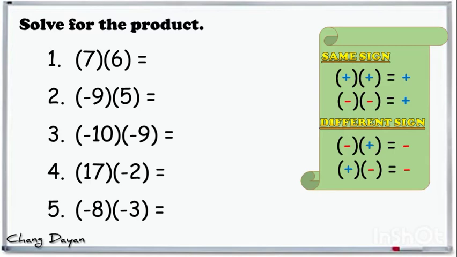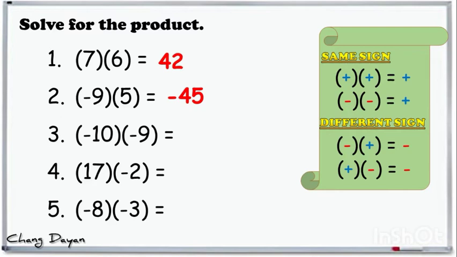Now, let us solve for the product. I have included the hint in the other side. For number 1, you have 7 times 6. The answer here is positive 42. Number 2, you have negative 9 times 5. They have different sign. Therefore, our answer here is negative 45.